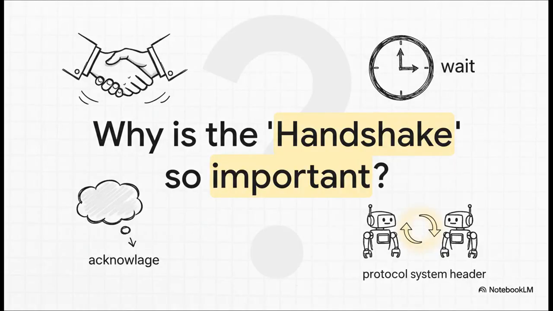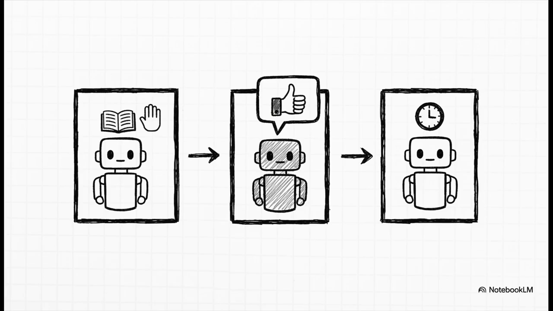Okay, but I really want to focus on that final step for a second. Why is that handshake, that acknowledge and wait command, why is it so important? Well, it's because it forces a very specific sequence of events. It basically tells the AI, first, stop everything else and just read these rules. Second, confirm back to me that you understand them. And third, and this is key, wait for my first real command. That simple command ensures the software is fully installed and running before you try to do any work.